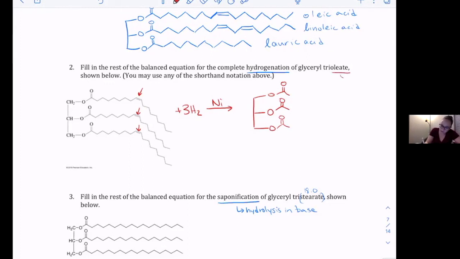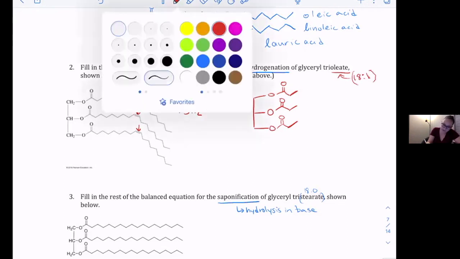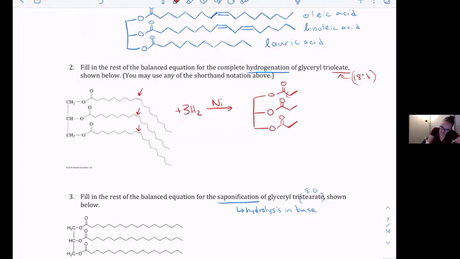Oleate is 18:1. So if I counted all of these carbons in each of these chains, there should be 18 carbons in them. So that means if I go like this on each of these, I have 1 carbon here, 1 carbon here, and if I put parentheses around this middle carbon, CH2 is what repeats all the way down.